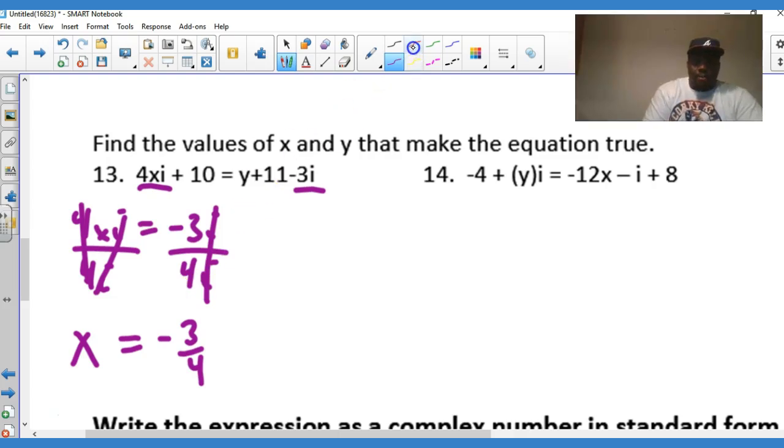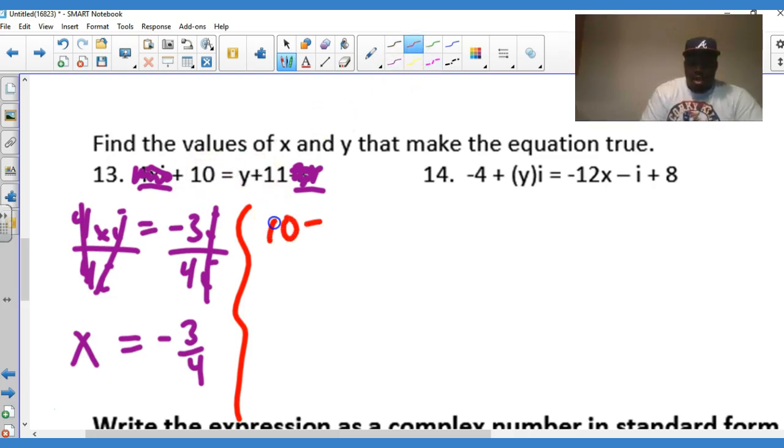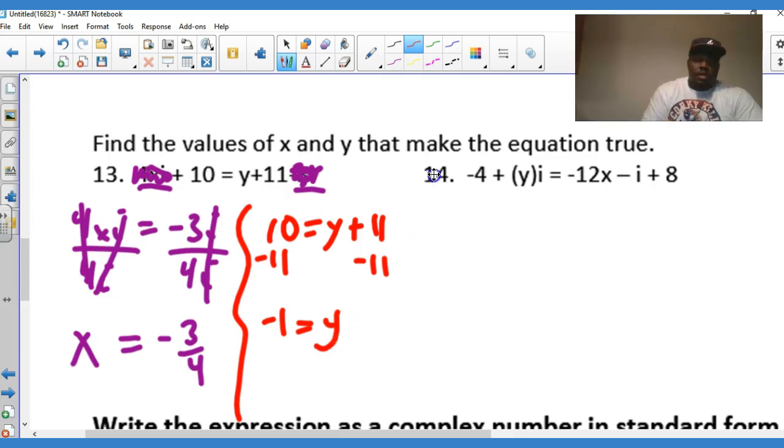So we're halfway there. Now on the other side, notice we already did the imaginary values, so there's no confusion, I'm going to cross them out. Now ask yourself, what's remaining? I have 10 equals y plus 11, and I'm going to solve for y. If I isolate y, I'm just going to subtract 11 on both sides. So 10 minus 11 is negative 1 equals y. There's x, there's y. That's it. Don't overthink it.